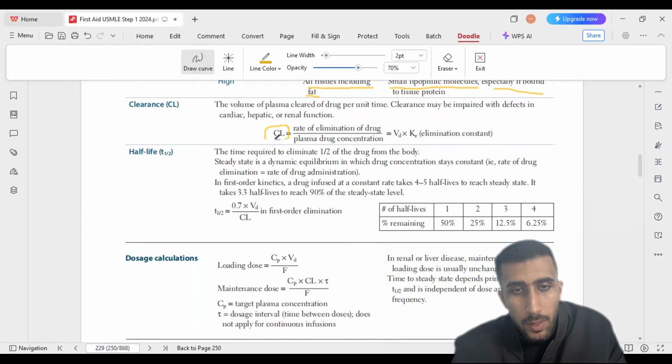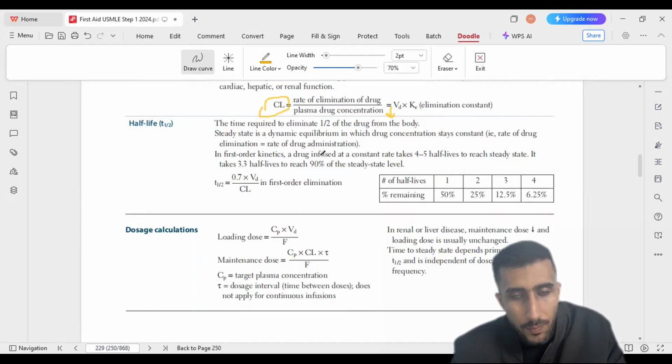Also, if clearance is increased, the plasma drug concentration will go down, of course, an inverse relationship, and it's directly related to the rate of elimination of the drug. In other words, clearance equals volume of distribution times the elimination constant. So to calculate the clearance, how much the drug is distributed in the body times the elimination constant for each group.